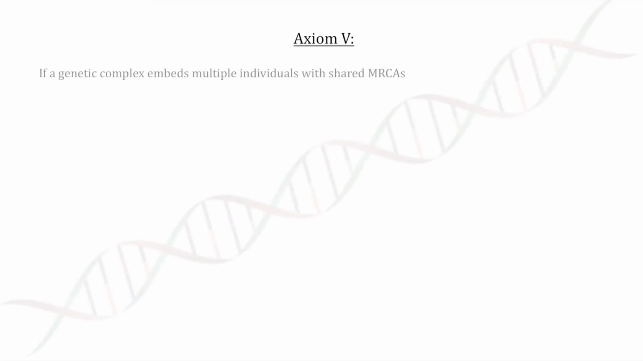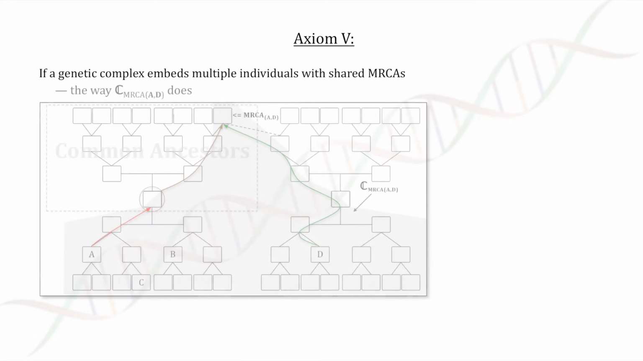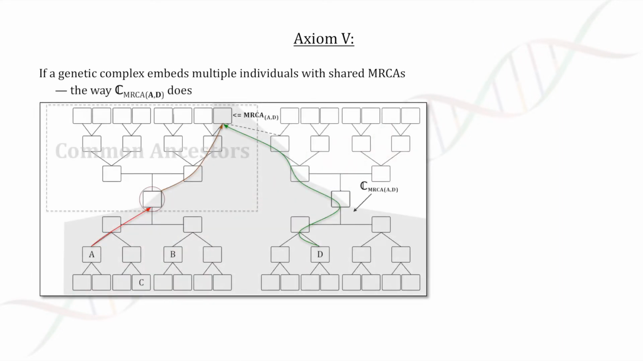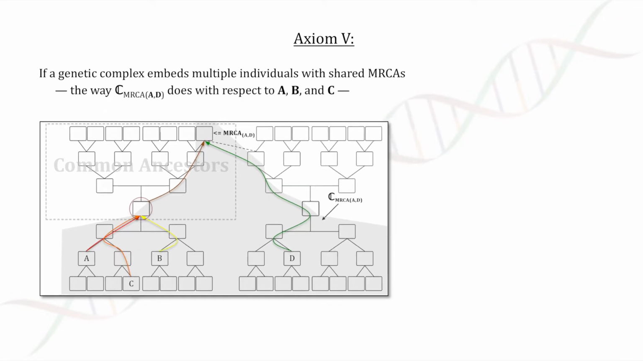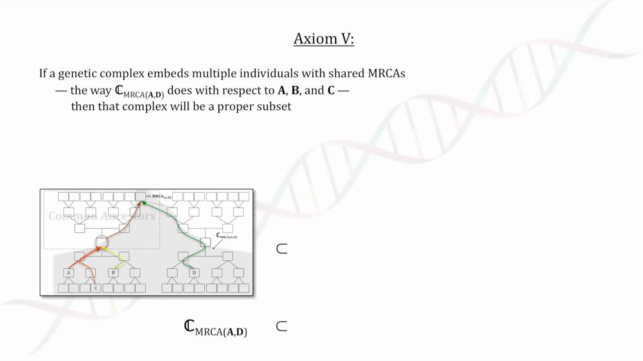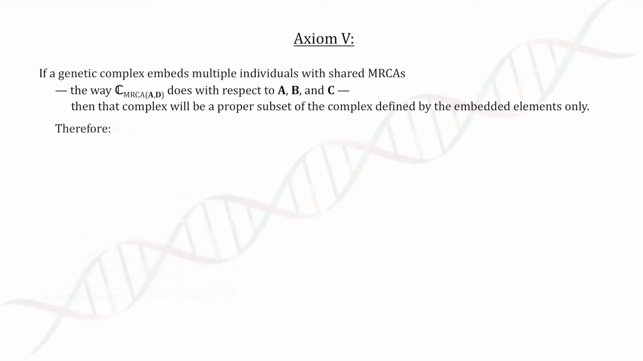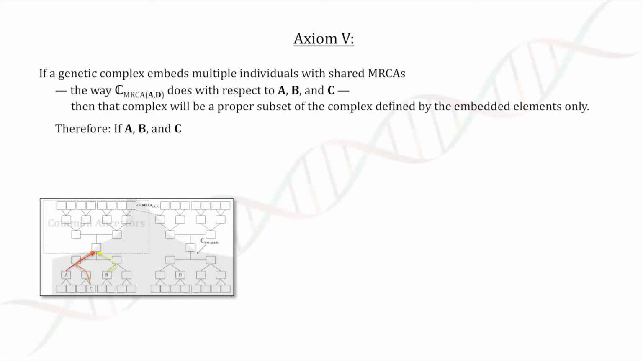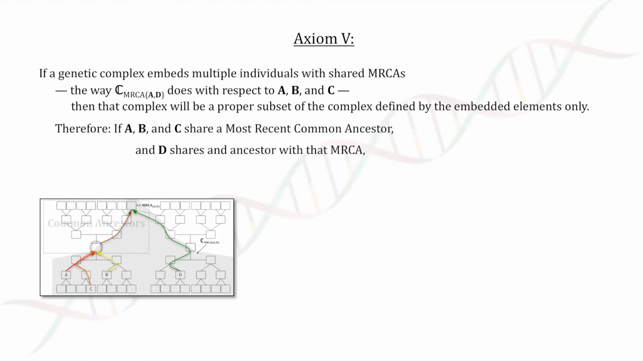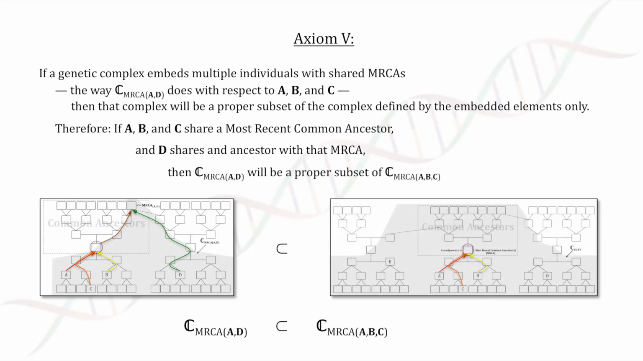Axiom 5. If a genetic complex embeds multiple individuals with shared most recent common ancestors, the way the complex about the most recent common ancestor of A and D does with respect to A, B, and C, then that complex will be a proper subset of the complex defined by the embedded elements only. Therefore, if A, B, and C share a most recent common ancestor, and D shares an ancestor with that MRCA, then the complex about the MRCA of A and D will be a proper subset of the complex about the MRCA of A, B, and C.